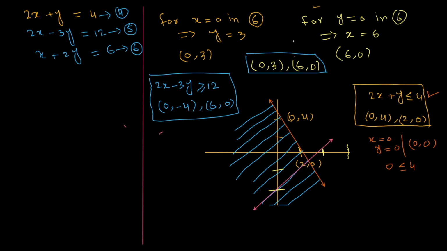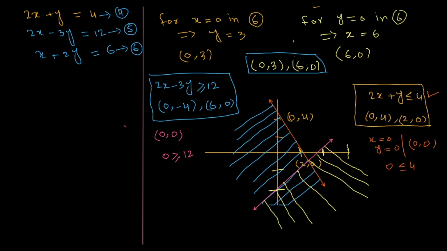And now we check the point 0 comma 0. If I put x is equal to 0, y is equal to 0 in the inequality, we get 0 is greater than or equal to 12, which is not true. So it means that our solution region is not toward the origin, it is away from the origin.